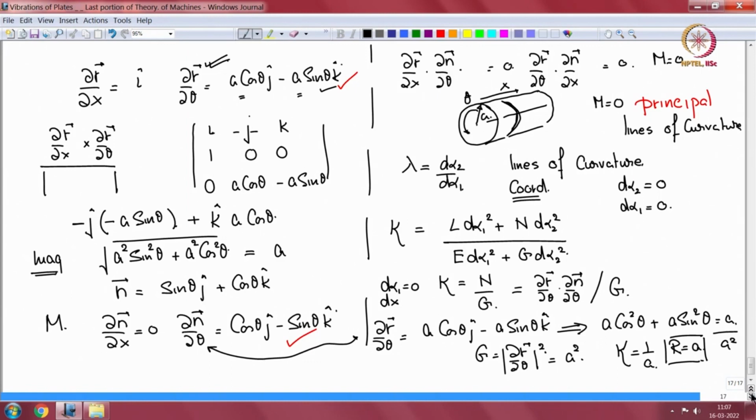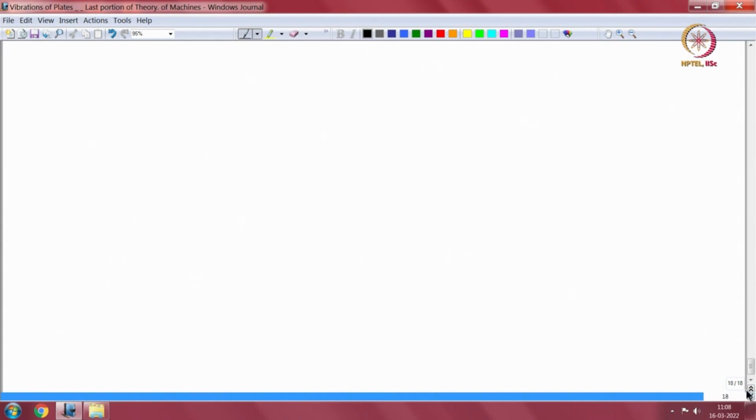And similarly, if we set d alpha 2 or d theta to 0, then we get kappa as equal to L over E, which is equal to del r by del x dotted with del n by del x divided by E, which is a1 squared.